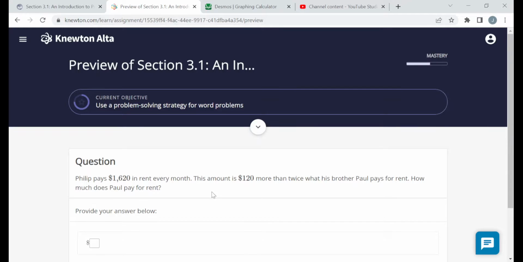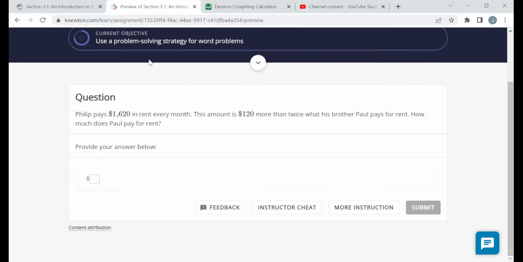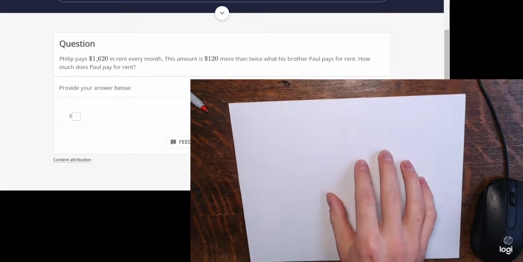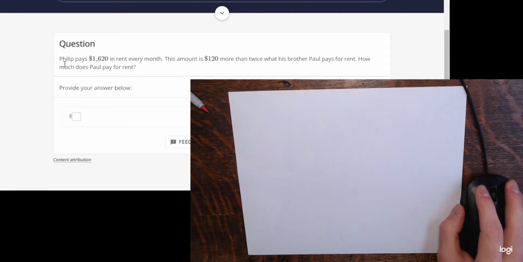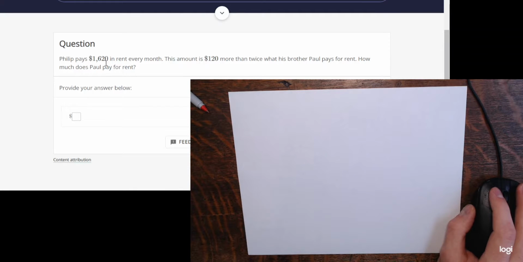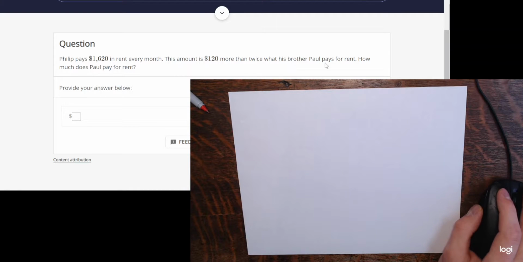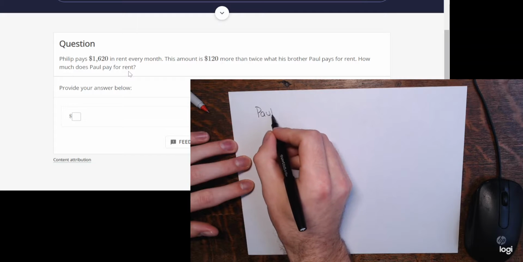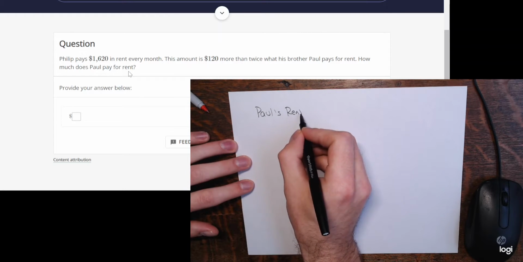Alright, and one more of these problem-solving questions. Again, I'll make sure that you can see the problem. Now it says here, Philip pays $1,620 in rent every month. This $1,620 is $120 more than twice what his brother Paul pays for rent. How much does Paul pay for rent? So Paul's rent is the unknown. And you know what? I'm going to call that P for Paul.